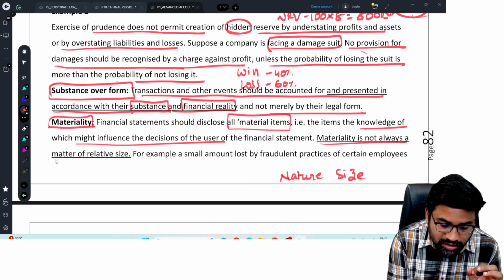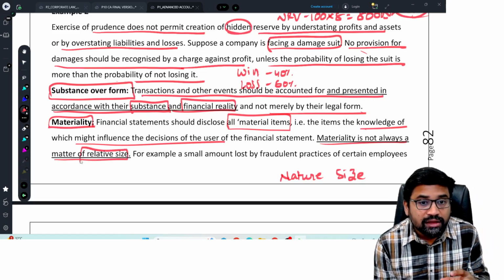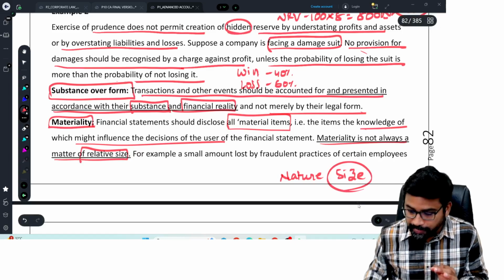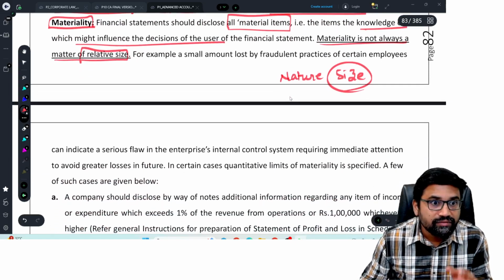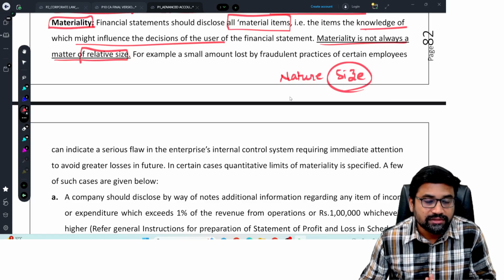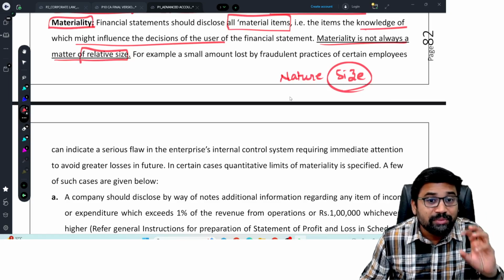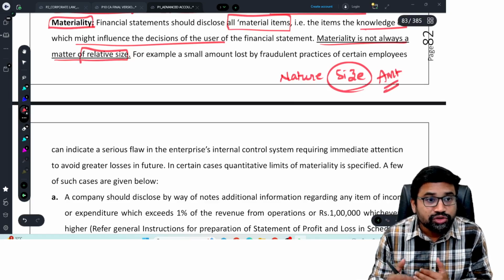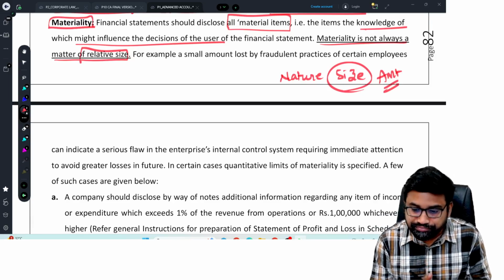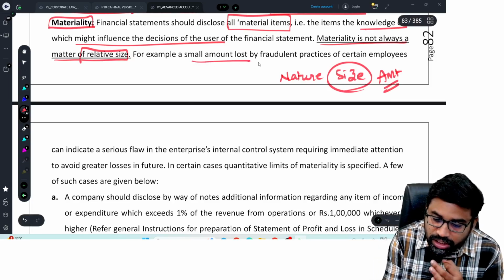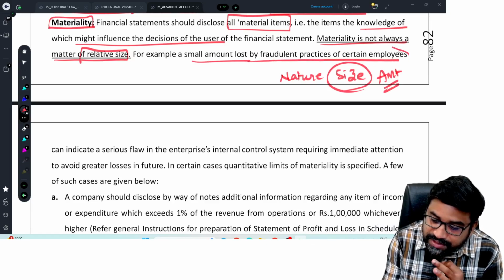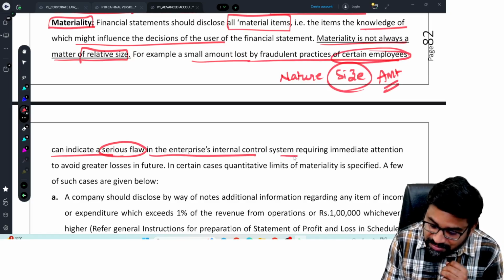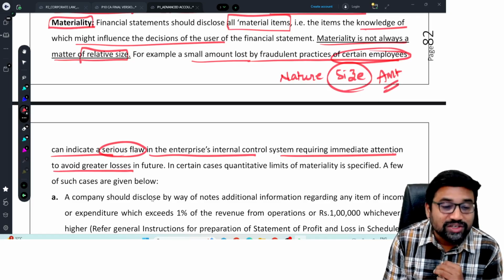Now materiality is not always a matter of relative size. You can't say that because of the amount, it is always material. No. Sometimes the nature will also affect the materiality. So materiality cannot always be judged from the amount point of view. Size means amount. You have to judge based on nature also. For example, a small amount lost by fraudulent practices of certain employees can indicate a series of flaws in the enterprise's internal control system, requiring immediate attention to avoid greater losses in future.